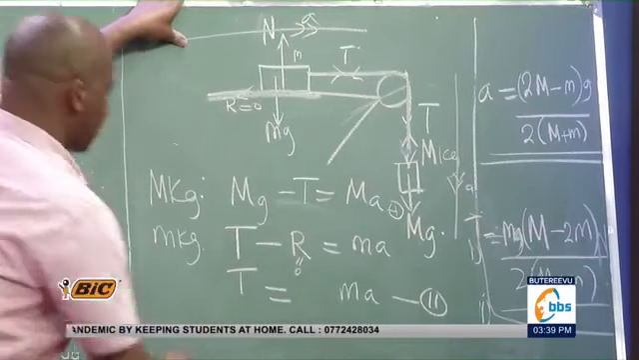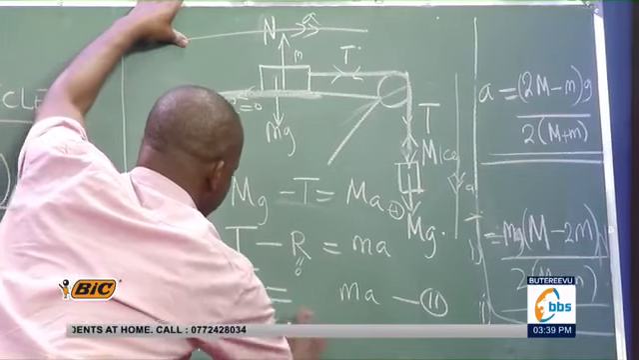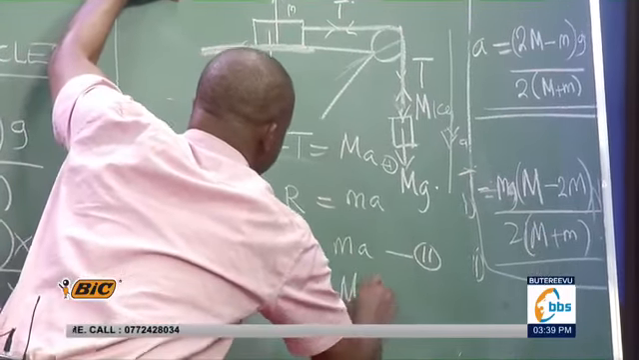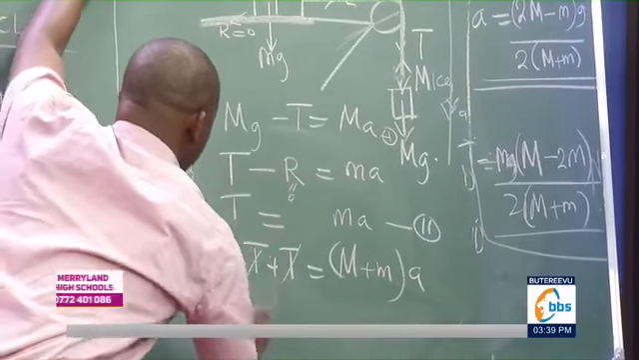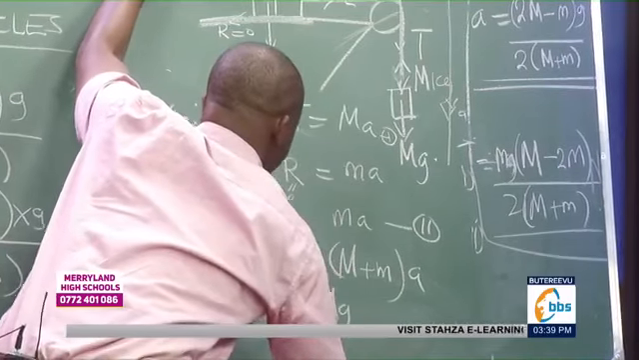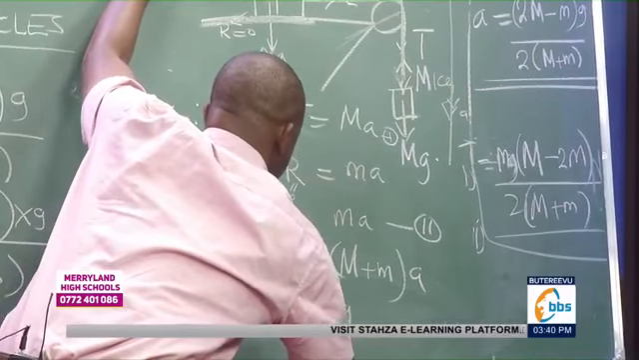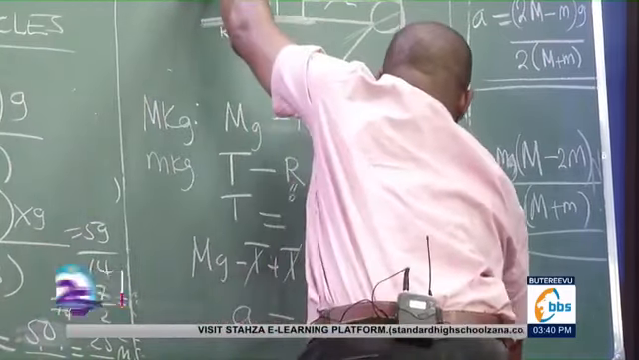Adding these two equations will give us mg minus T plus T is equal to (M + m) times a. And the tensions will cancel, giving us our acceleration as Mg out of the total mass, M plus small m, in meters per second squared.